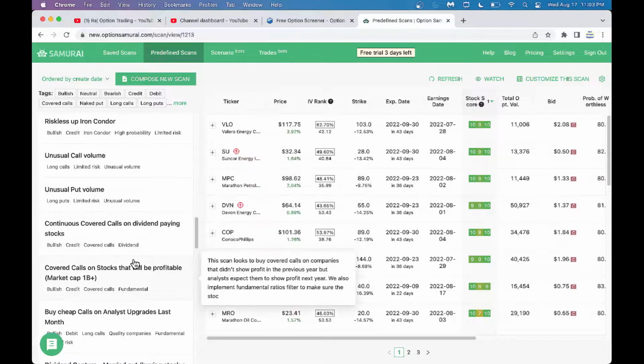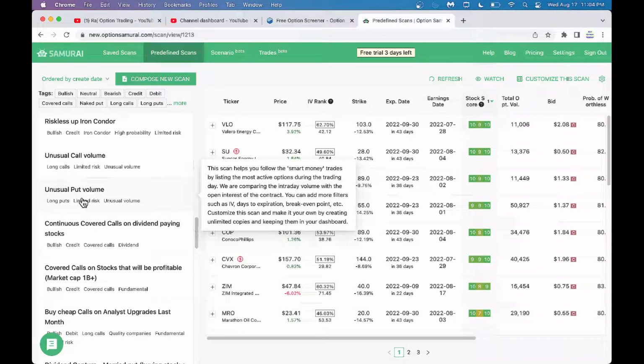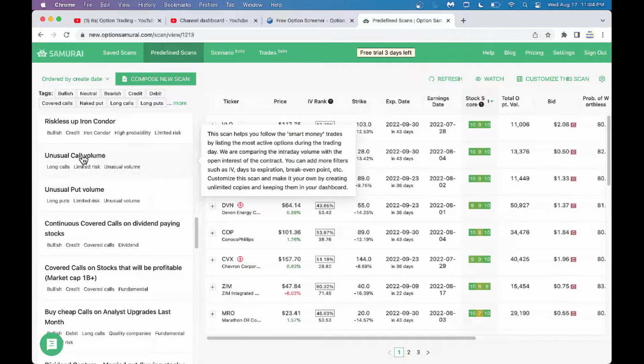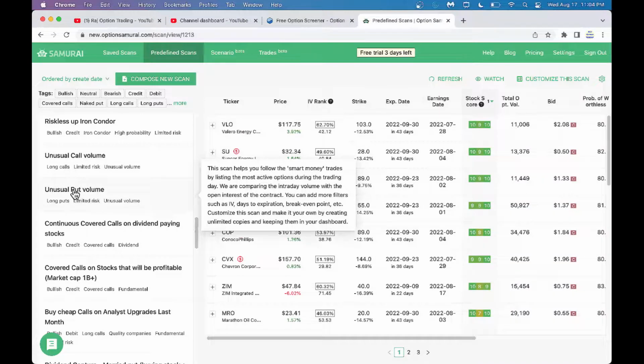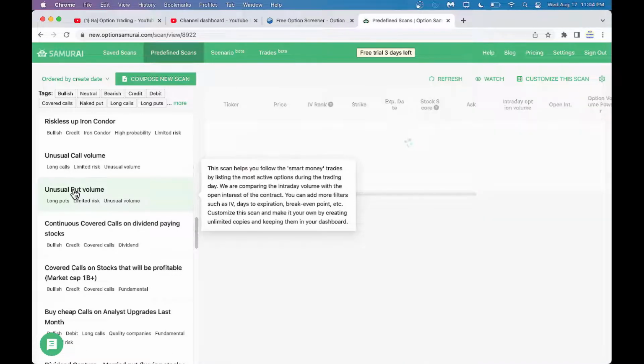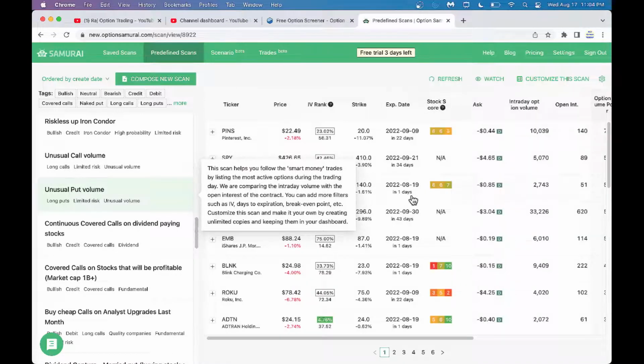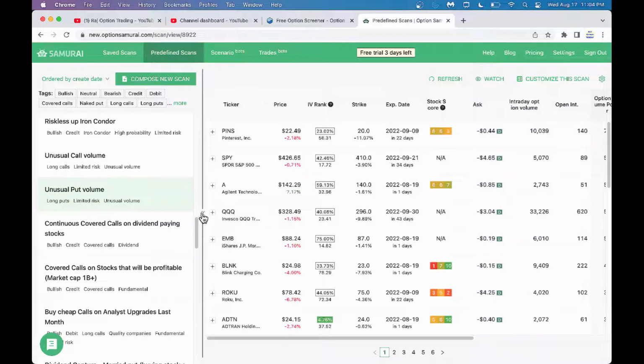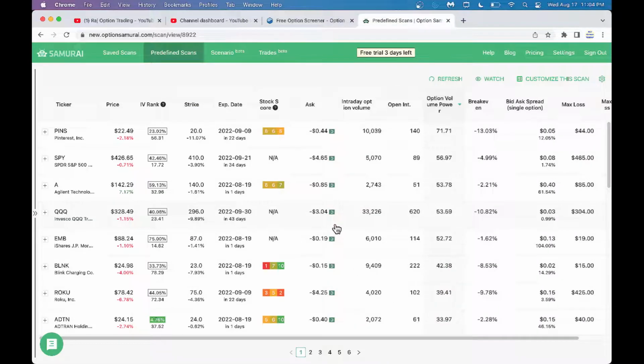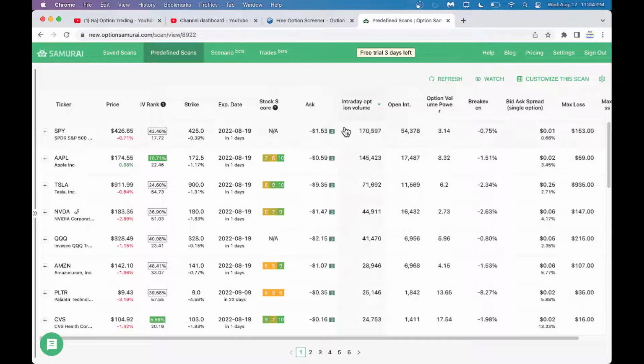One of my favorite ways in the morning is to look at unusual put volume and unusual call volume. Look, we got unusual put volume here, and if I click on this, we got the list right here. Let's collapse this. We got all these stocks with very high put volume. You have intraday put volume right here. You could sort on this in descending order.